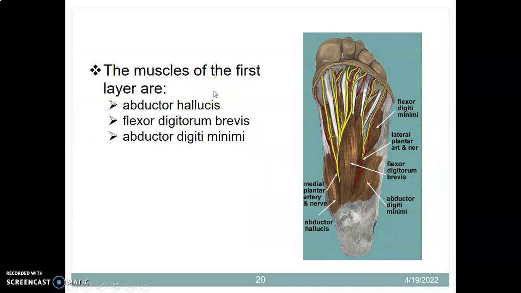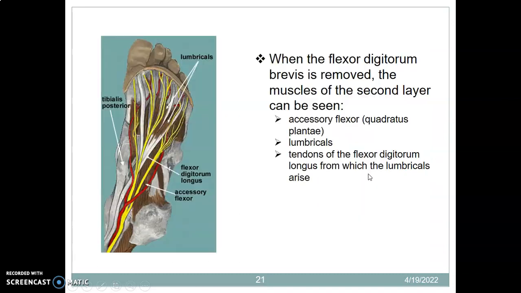So then muscles in the foot. So we start with the first layer. So that will be abductor hallucis. Okay, so the first layer has abductor hallucis, followed by flexor digitorum brevis and abductor digiti minimi. So after you've removed skin and plantar aponeurosis, you have abductor hallucis, flexor digitorum brevis, and abductor digiti minimi.